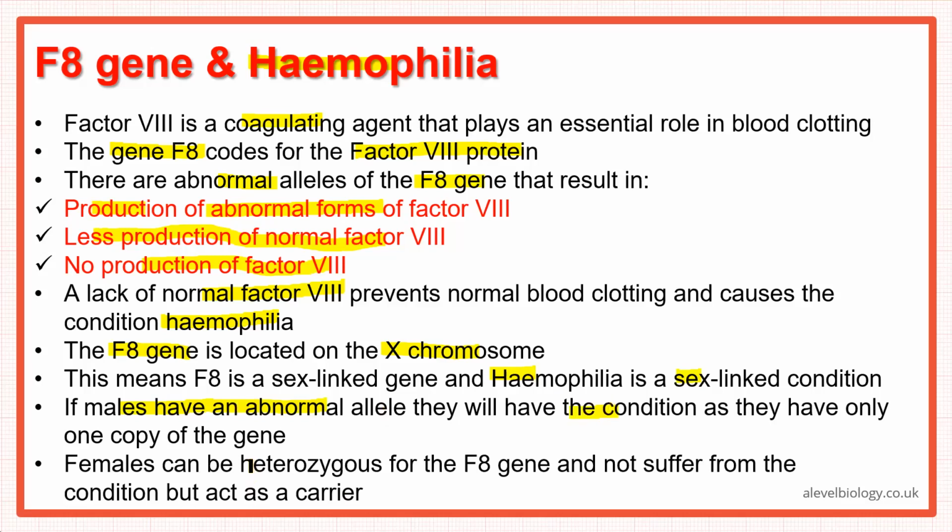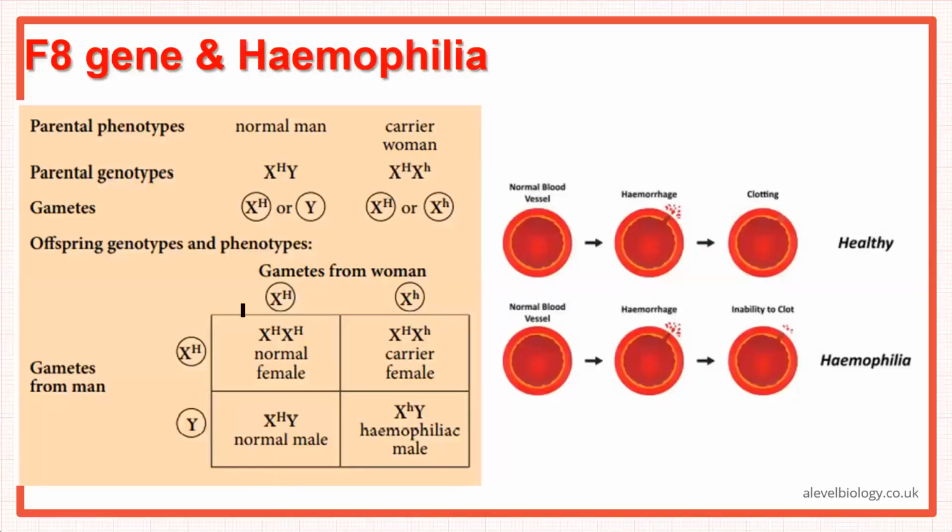Females can be heterozygous, because they can have a normal allele and one abnormal allele for factor VIII, and they might not suffer from the condition, but definitely they will be a carrier, so they will act as vectors. When we look at the parental phenotypes, for example, let's say we have a normal male: X, capital H for the normal, and Y. And for the carrier woman, you can see she has one normal allele and one abnormal, hemophilic allele, so capital H and small h.